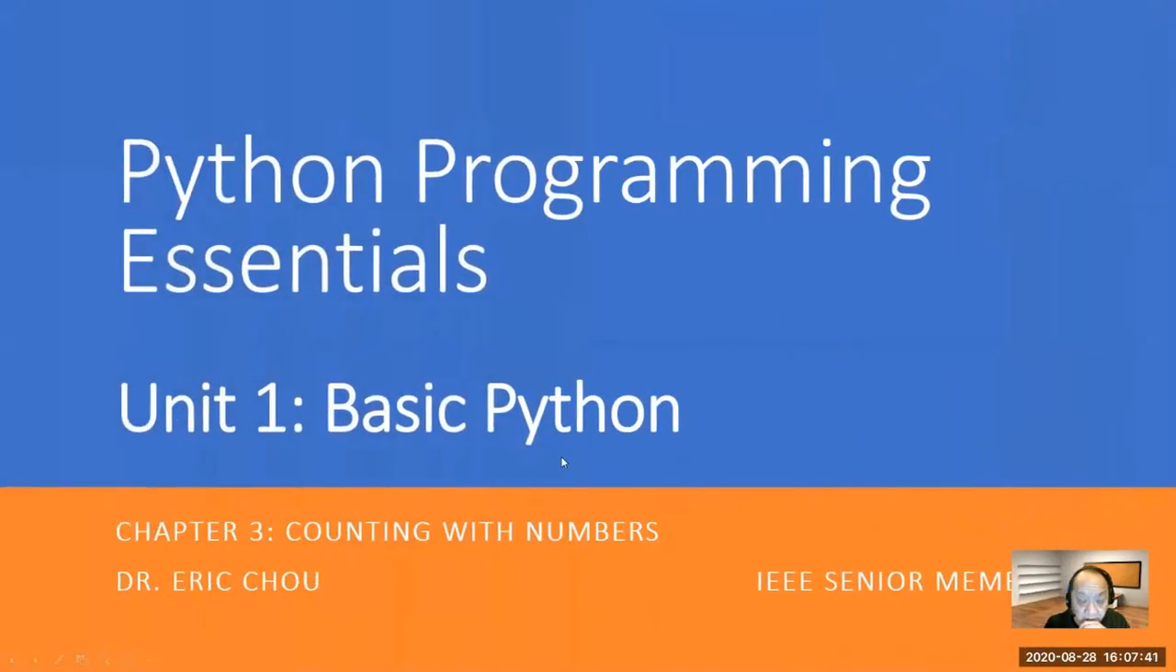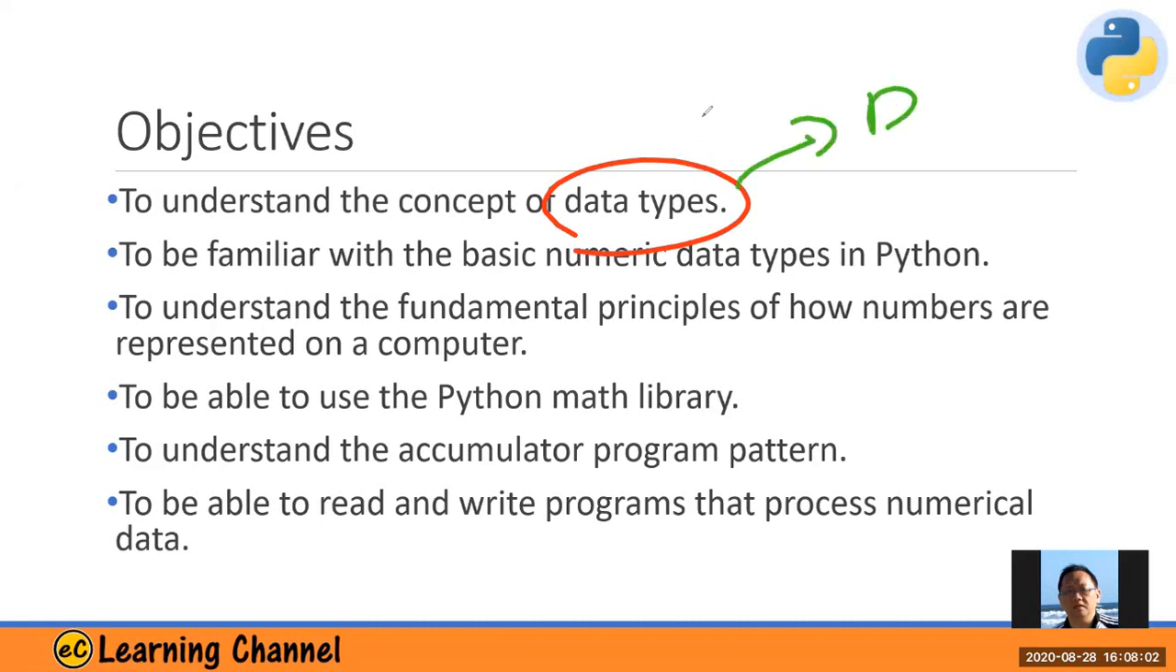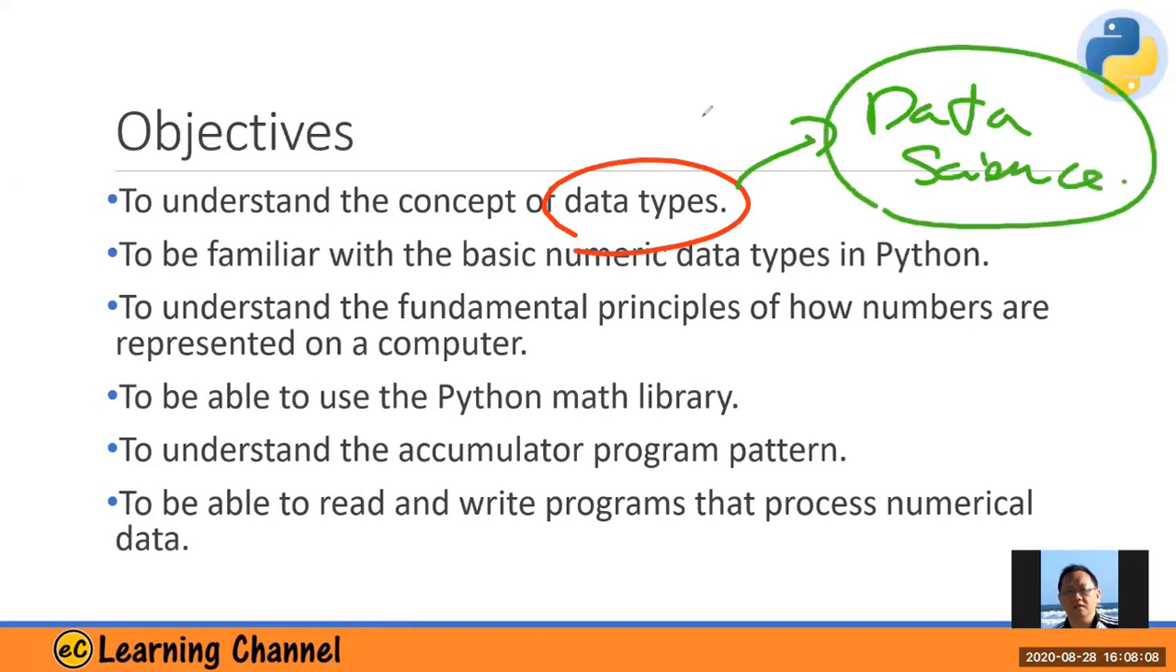So chapter 3 content with numbers. Here we need to understand what the data types are. Data type is very important, especially nowadays, as we are at the age of studying data science. And data science actually is one of the very important fields.